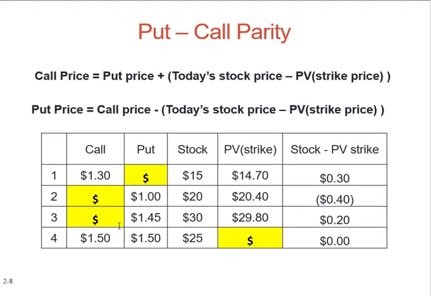I've got some blank yellow spaces that we are to calculate. So in the first row, we need the put price. The put price is going to be the call minus the price differential. The price differential is 15 minus 14.70, which is 30 cents. So the put has to be $1.30 less 30 cents, which would be $1.